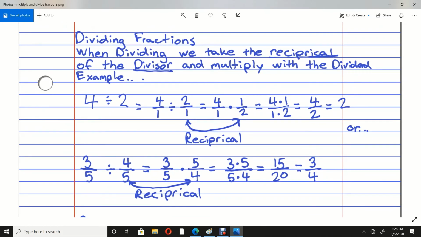Okay. All right. So dividing fractions. When dividing, we take the reciprocal of the divisor and multiply with the dividend. So that sounds complicated, okay? And I haven't given you a definition for reciprocal yet, but I will. I'm going to give it to you right after this. So don't worry about that just yet. But we have some examples of how to divide fractions.